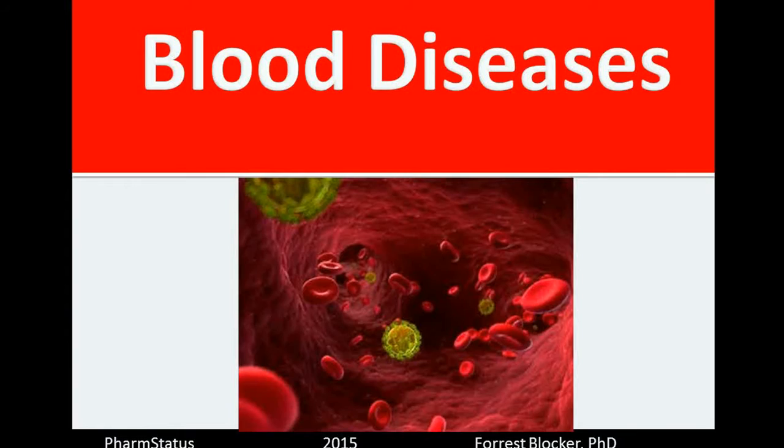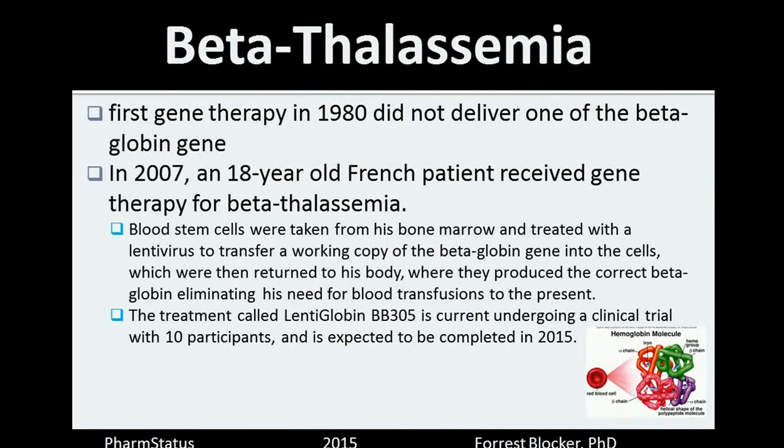Most of those diseases are monogenetic, meaning that there's one gene that has gone wrong, and so there is one target for the genetic therapy. So the first set of diseases that I want to talk about that have had some success with gene therapy is blood diseases, and included in this is beta thalassemia, which is a genetic disorder of the hemoglobin molecule.